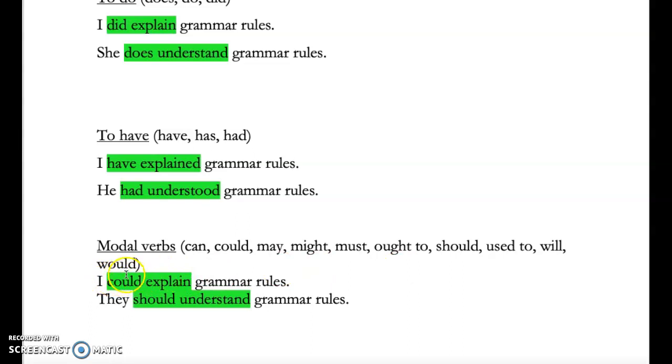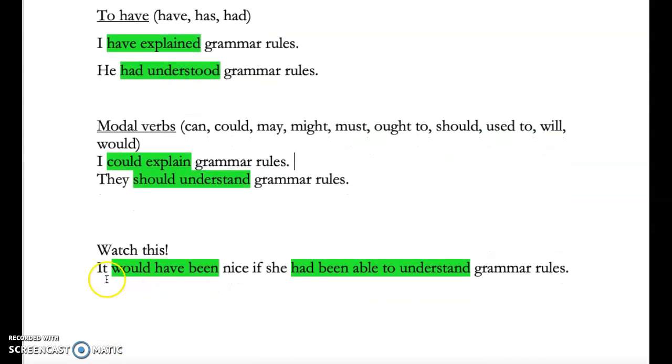So here are some more examples. I could explain. Notice that modal verbs are always attached to another verb, right? I could explain grammar rules, or they should understand grammar rules. And now let me show you what I mean about how in English these verbs can be a real doozy. Look at this sentence. It would have been nice. Look at that. Three verbs to express this idea.